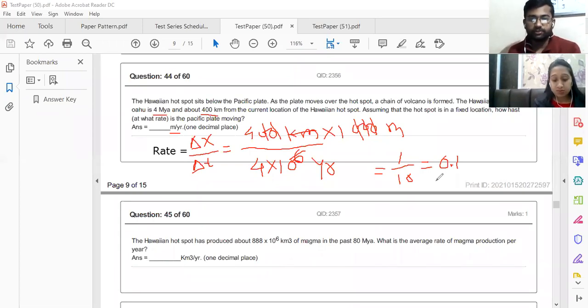If we had to calculate this in centimeter per year, how much would it come? Tell me your answer in centimeter per year. Okay, you need to multiply with 100. So 1 0 and the decimal will go away and you will get 10.